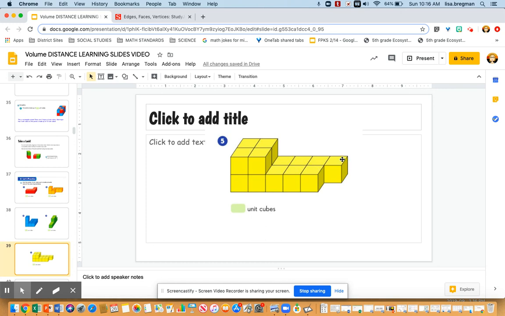So let's start with these because these are just one layer. 1, 2, 3, 4, 5, 6, 7. Now let's note that here the top layer has 1, 2, 3, 4. So therefore the bottom layer, which is hidden, also has 4. So let's do this again. If this has 4 plus the bottom is 4, that makes 8, 9, 10, 11, 12, 13, 14, 15 unit cubes. Great job, guys.